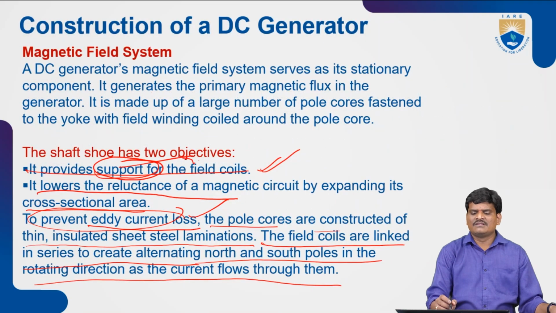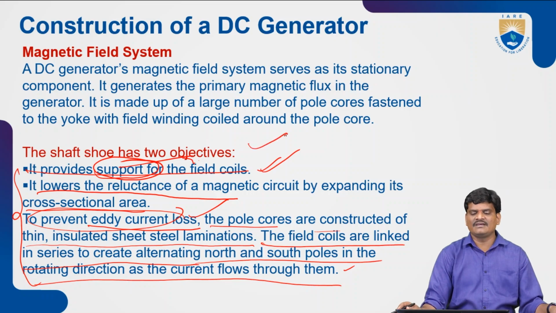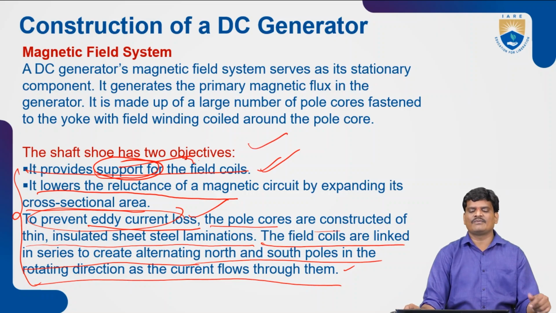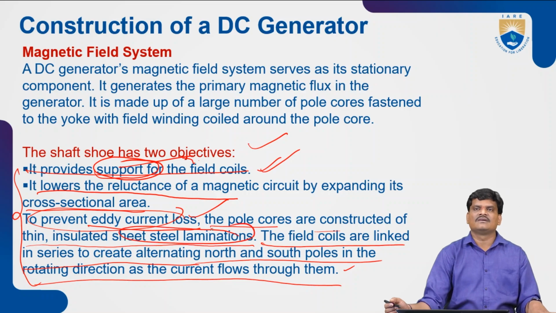So the field coils are linked in series to create what? To create the combination of north pole and south pole in the rotating direction as the current flows through them. So these are the two main objectives of the pole shoe which are present in the construction of a DC generator. It provides the mechanical support for the field coils. It also lowers the value of reluctance of a magnetic circuit by expanding its cross-sectional area. And not only that, in order to reduce the eddy current losses in this particular machine, we need to use some steel laminations.